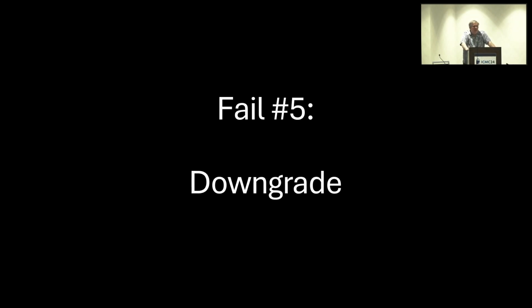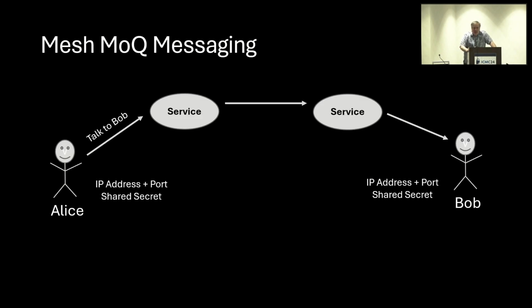Fail number 5 is the opposite, which is the downgrade attacks. And this is something that really worries me as a protocol designer, where you design something with perfectly good crypto, and the attacker works out how to run the rubbish crypto instead.